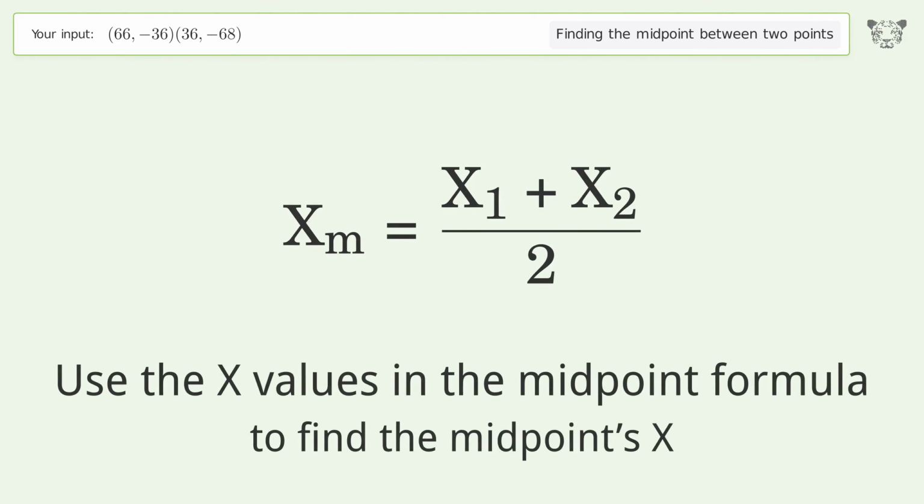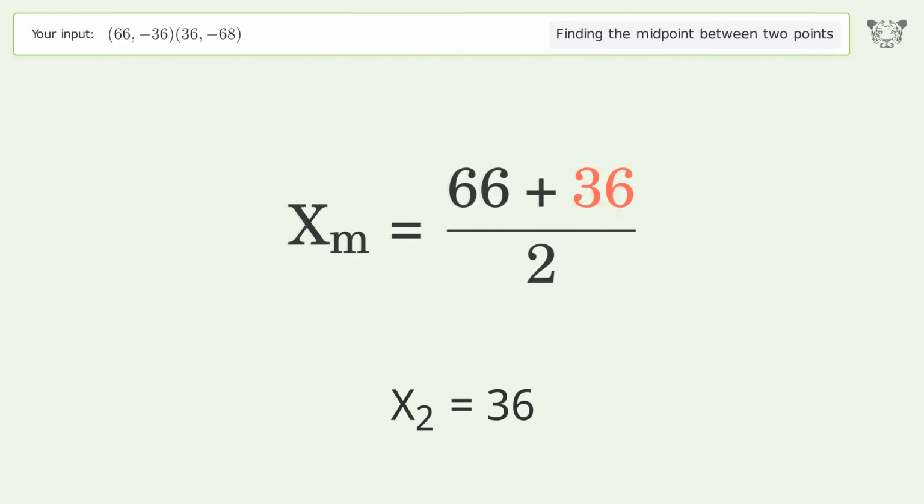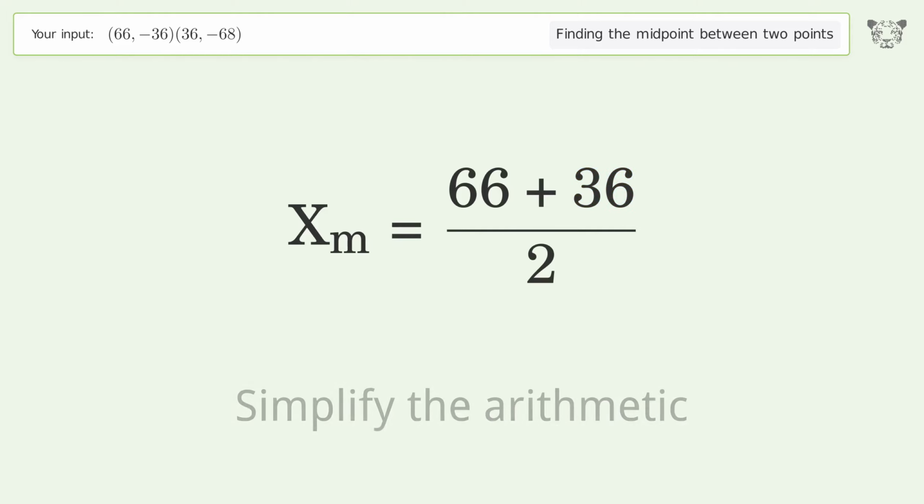Use the x values in the midpoint formula to find the midpoint's x. x1 equals 66. x2 equals 36. Simplify the arithmetic.